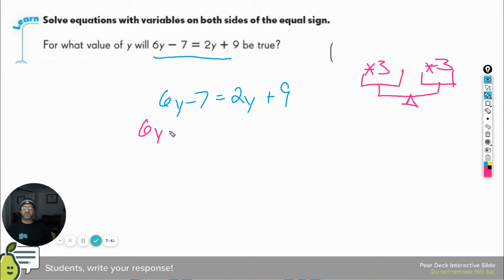So you could do 6y minus 7 plus 7, and then 6y minus 7 plus 7 equals 2y minus 9 plus 7. Add all that up. 6y minus 7 plus 7 is 6y. 2y plus 9 plus 7 is 2y plus 16.